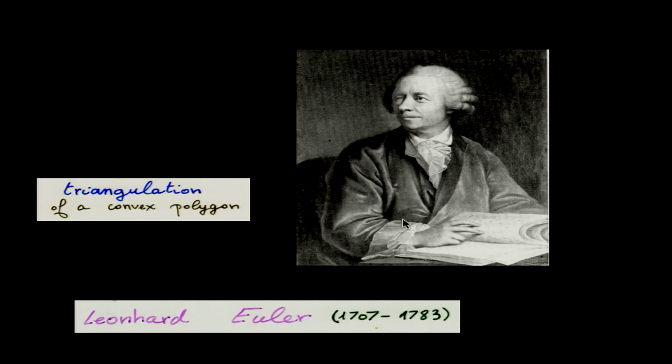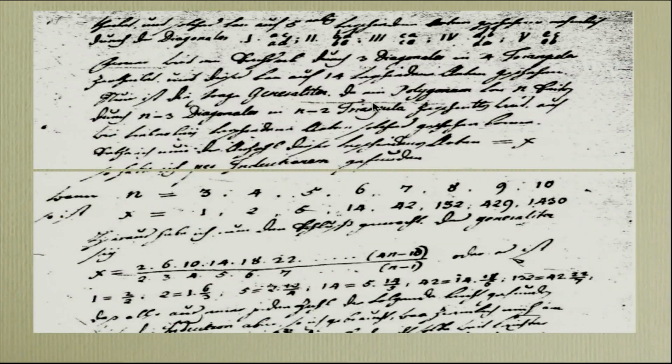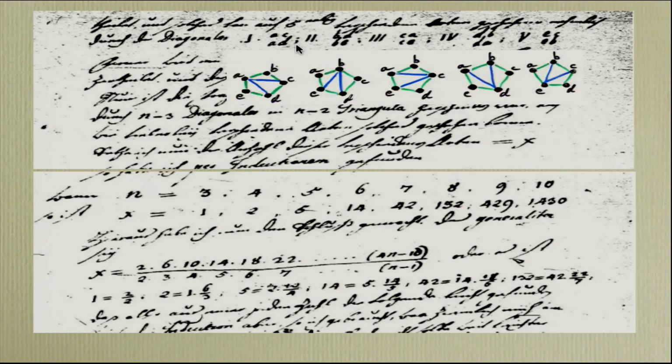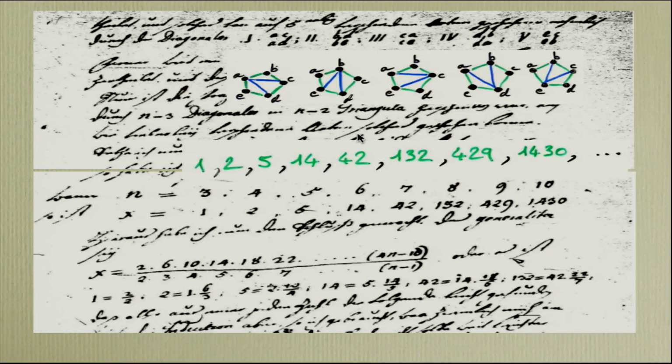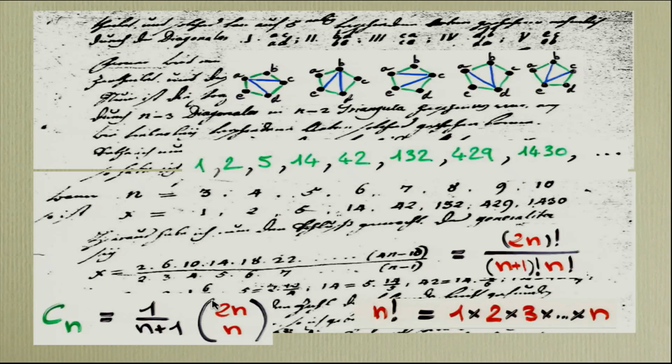Euler introduced this, but not as Dyck paths, but as triangulations of a convex polygon. This is the last part of the letters he sent to his friend Goldbach. Goldbach in number theory is very famous for the Goldbach conjecture. So he's counting, you see, these 5 possible triangulations. Here, this is a Catalan number. Here, this formula, product by product, in modern terms, is this. Now we have a Catalan number.